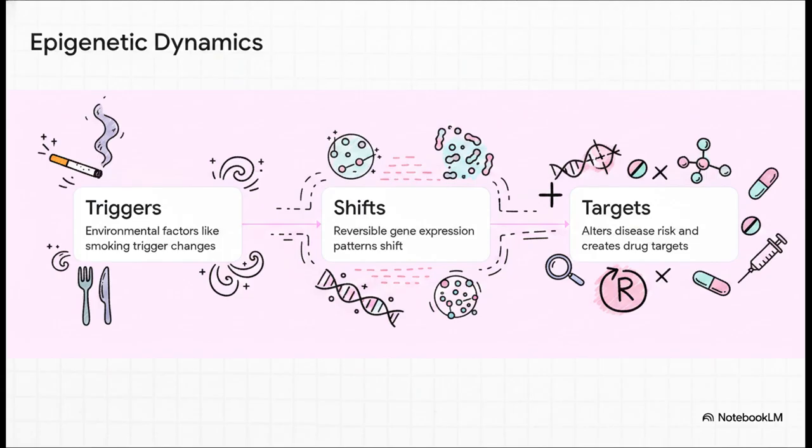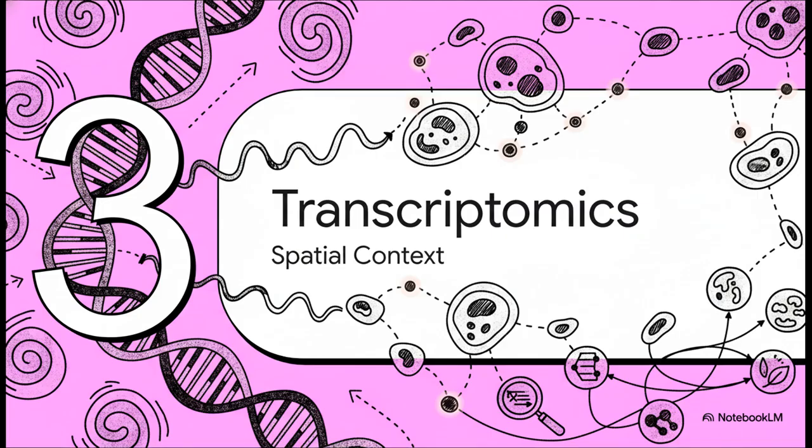And step 3 is the consequence, which is a clinical goldmine. Because these epigenetic changes don't alter the actual DNA sequence, they are reversible. And that reversibility means they are prime targets for new therapies. A perfect example of this mechanism in action is using inhibitors that target DNA methyltransferases. Next up, Section 3, Transcriptomics and Spatial Context.